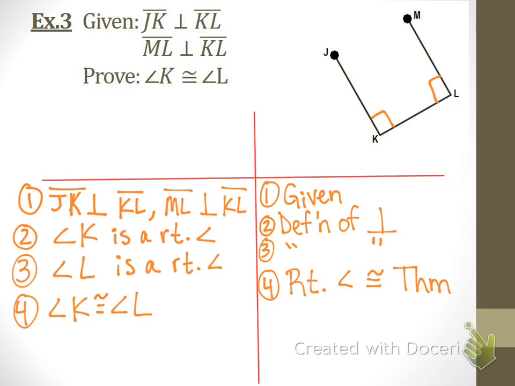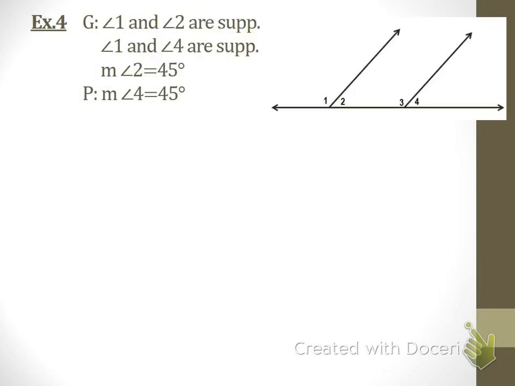I shorten it right to RT. I use angle and congruent symbols. Theorem you can shorten to THM. If you want to write out all the words, that's also totally fine. The right angle congruence theorem told us that all right angles are congruent. So if we said they're right angles, we can say they're congruent.